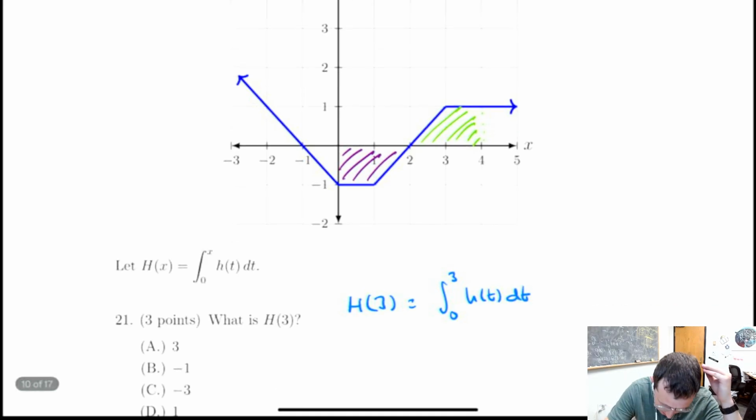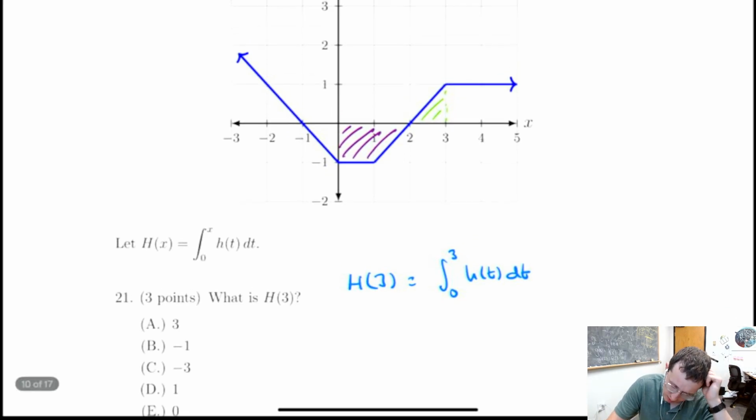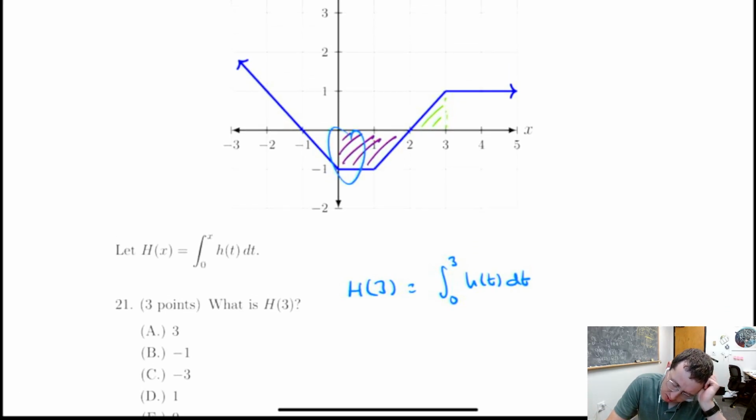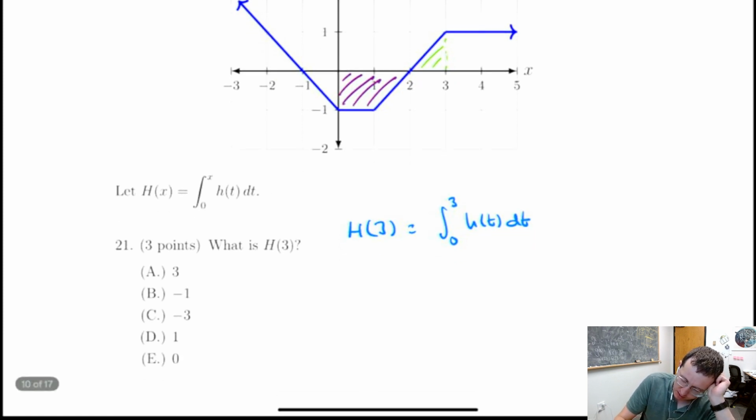Oh, sorry, I went to 4. I went way too far. There we go. And we could think about the areas of the square and the triangle, but I can just see that these two triangles have the same area, so that they cancel out, and I'm just left with this negative 1.